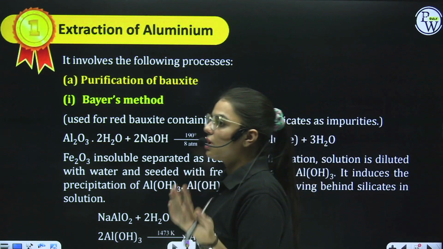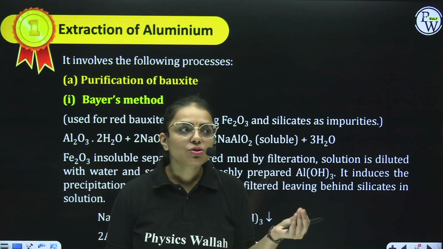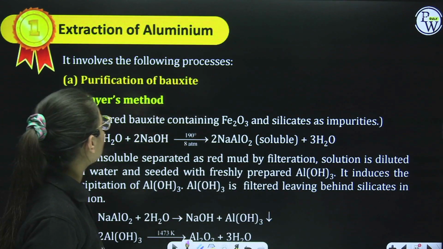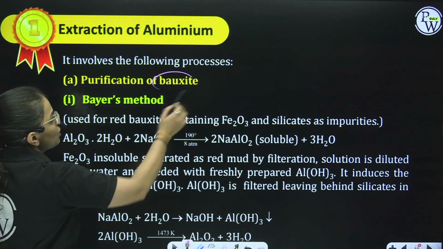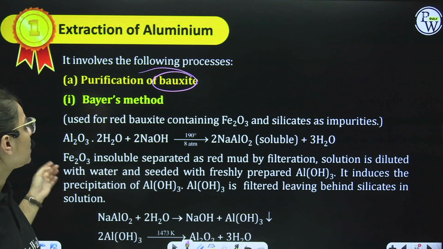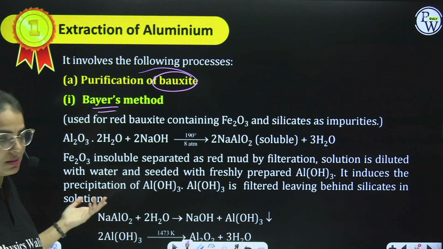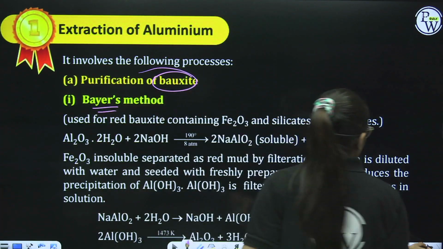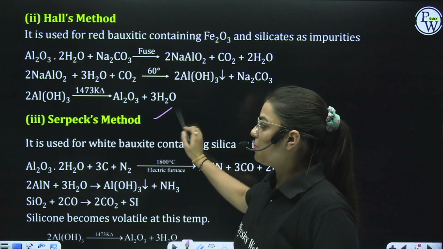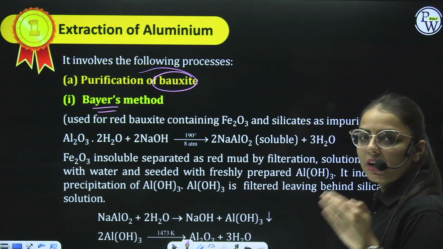Now students, comes the extraction of certain metals. How are you going to extract those metals? We are going to start with the process for aluminium. How can extraction of aluminium occur? We are going to do the purification of bauxite. Bauxite is the ore of aluminium, no? The first method is Bayer's method. Basically this is used for red bauxite, and for white bauxite you are going to use Serpuk's method.